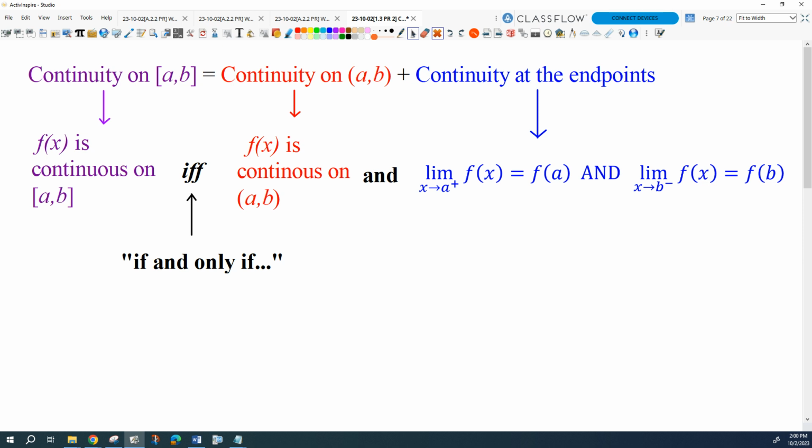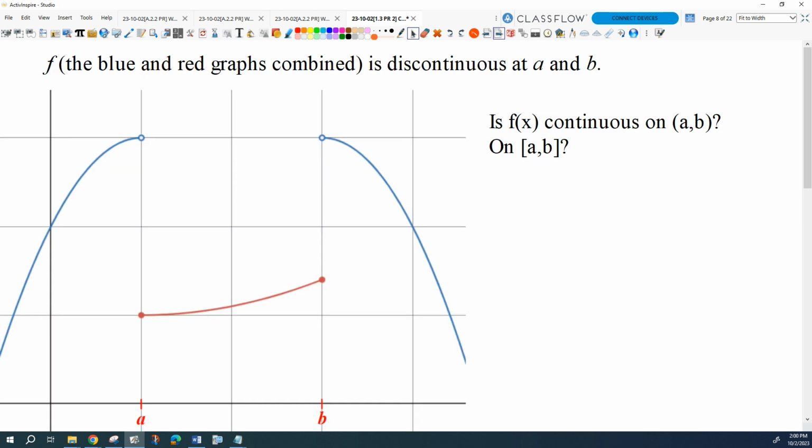Okay? Getting there. I mean, it's a lot. So let's practice this a little bit. You guys tell me, based on this graph here, just conceptual practice. F represents the blue and the red graphs combined. I color coded it for reasons that will be obvious to you. It's discontinuous at A and B. Give me thumbs on this.